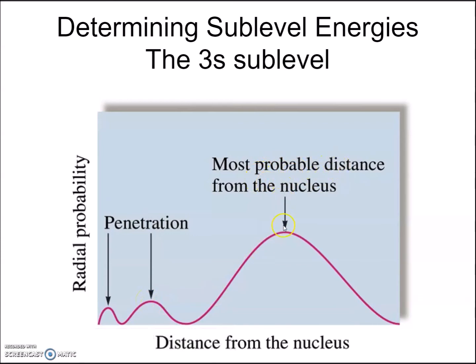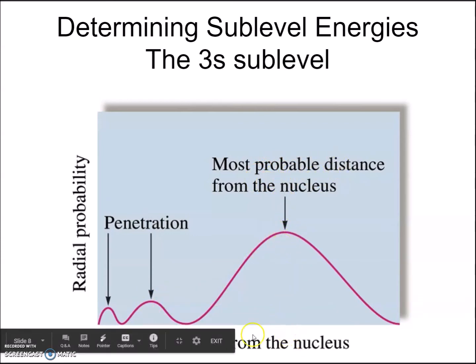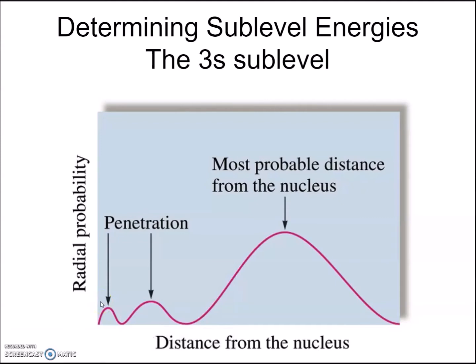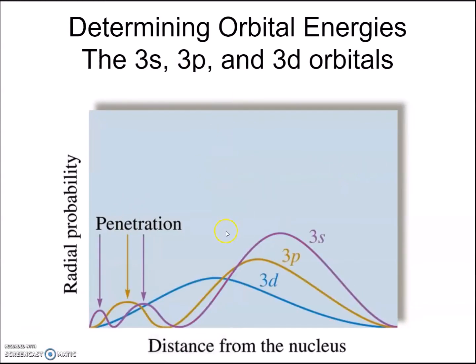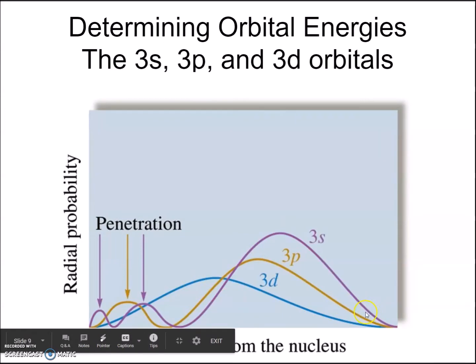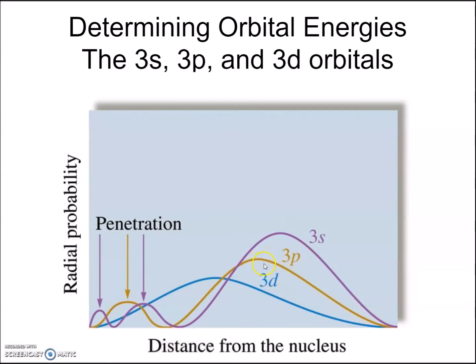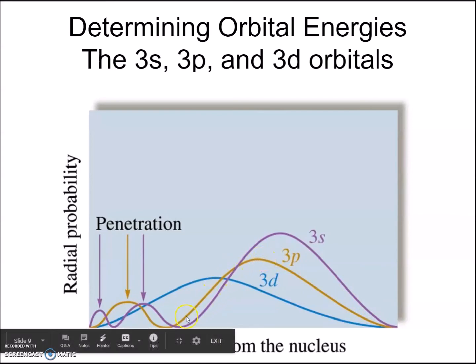Even though the most probable distance from the nucleus is way over here, far to the right on the x-axis, there are two humps closer to the nucleus, or penetrations, where electrons can enter that sublevel. This is for the 3s sublevel. Now, take a look at the 3p sublevel. This is in orangish color here. The 3p sublevel has the major hump, a far distance from the nucleus, but it also has a penetration closer to the nucleus. It's still not as close as the closest penetration for the 3s sublevel, shown in purple.